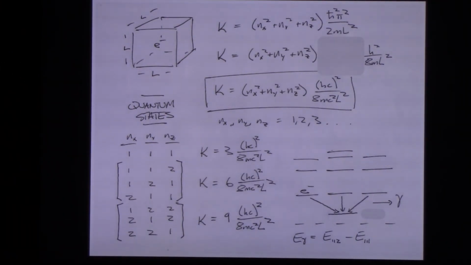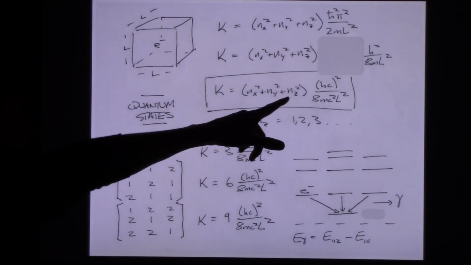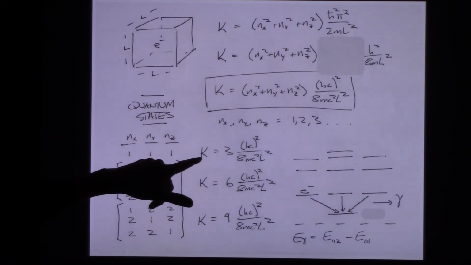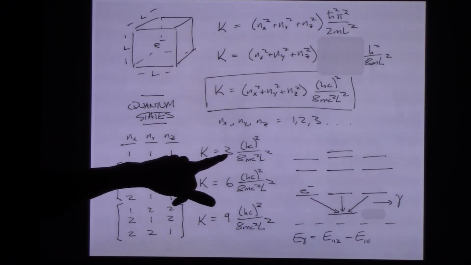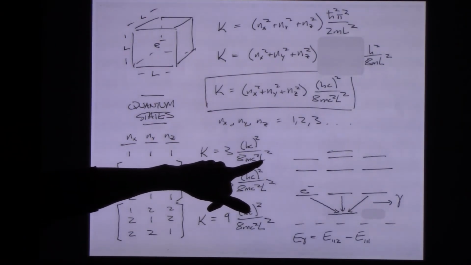So let's see what the pattern of quantum states is. This is kind of new, and we want to be a little bit careful with this. So the lowest quantum state, apparently, would be nx equals 1, ny equals 1, nz equals 1. I put them right here. I thought, come on, nothing's going to be lower than 1, 1, 1, because 0 is not a possibility. So that would be the lowest quantum state. The kinetic energy of that lowest quantum state is 3 hc squared over 8 mnc squared L squared.